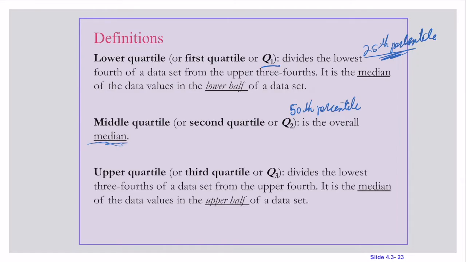The upper quartile, third quartile, or Q3, think of quarters, like 25 cents, 50 cents, 3/4 would give you 75 cents. That's the 75th percentile, meaning that 75% of data is lower than that data value. And it separates the lowest 3/4 of the data from the upper quarter of the data. This is the median of the upper half of the data set.